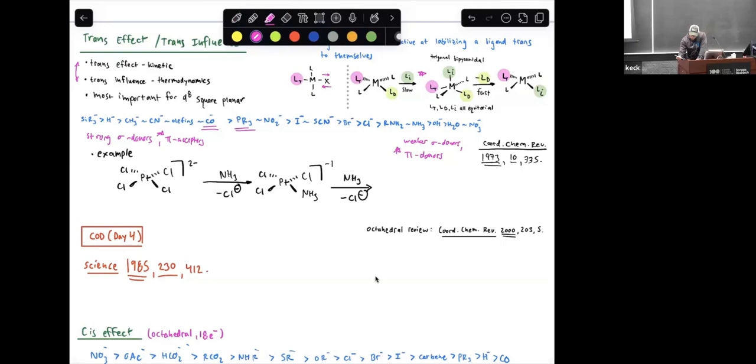Well, the chloride is a fairly strong sigma donor, which makes for a strong trans effect, and thus the second displacement will occur trans. Trans to what? Okay. Trans to the amine. Okay, so let's just play this out.